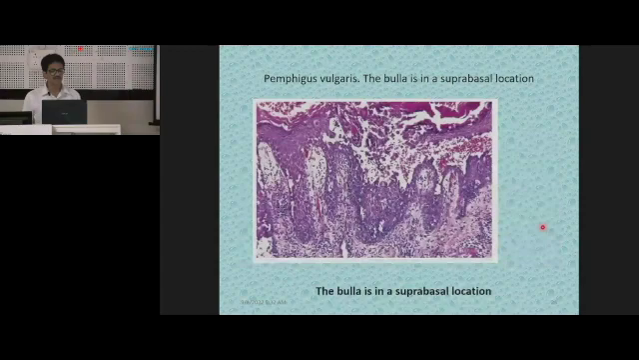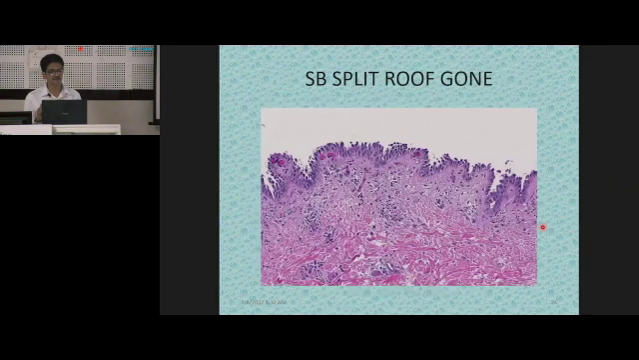Next is pemphigus vulgaris. The bulla is here, can be identified. It is a somewhat large cavity now with top layers also visible over here, and the bulla is in suprabasal location, that you can appreciate. Next, here the entire roof has gone away, and you can see only the basal tombstone appearance, which is very, very classical.